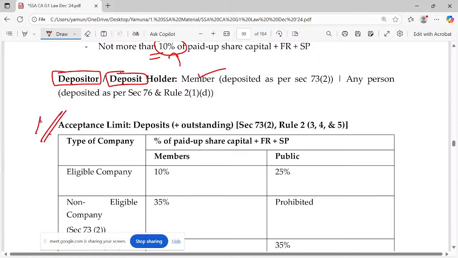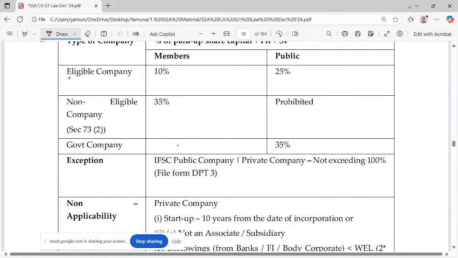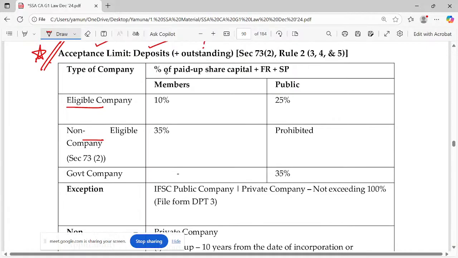Please highlight this table, acceptance limit. How much can a company accept as deposit? Here, deposit means not just the current deposit I'm going to receive. I have to talk about the earlier deposits also received. So, outstanding also has to be included. We are defining the company as an eligible company and a non-eligible company and how much amount it can receive. Acceptance limit is a percentage of paid up share capital, both equity and preference, free reserves and securities premium.